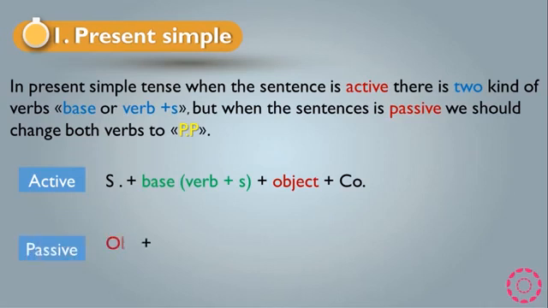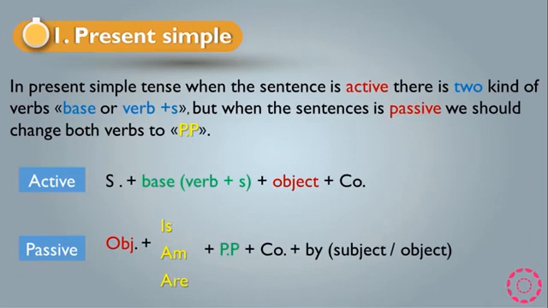this rule. Object at the beginning plus is or are according to the object, plus PP, or you can say past participle, plus complement, and plus by subject or object if it's asked to use by. If the question doesn't ask us to use by, we just follow object plus is or are plus past participle plus complement. This is the rule of passive in present simple. Let's see some examples.